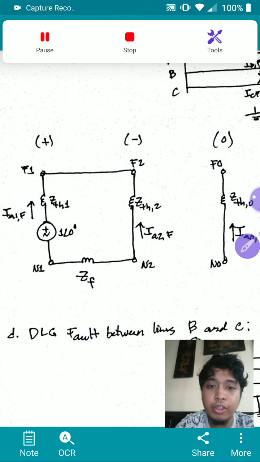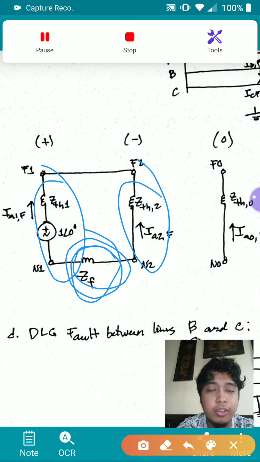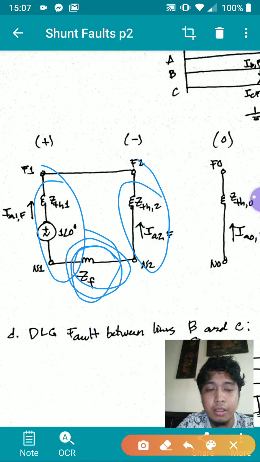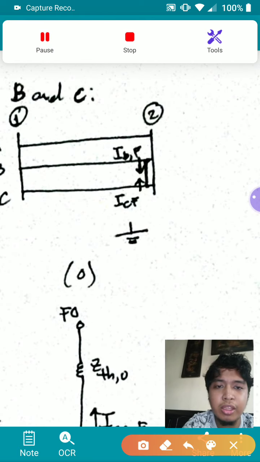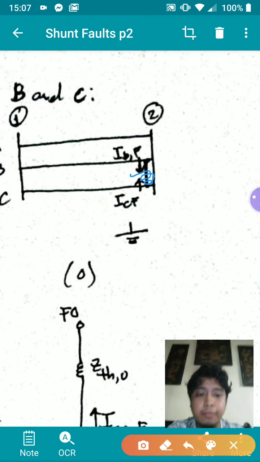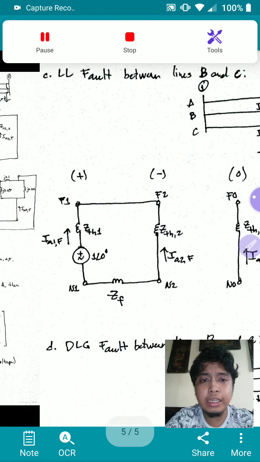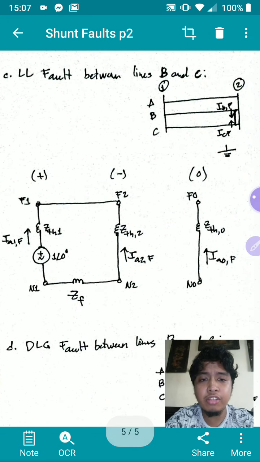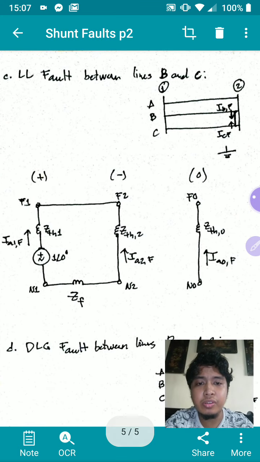Now, these two networks, the positive sequence and the negative sequence, are in series with your fault impedance, if the fault introduces fault impedance into the system. So I guess the fault impedance is when you have a shorting impedance between lines B and C. I haven't shown the expanded form here because it's just the same as this one. You just modify the connections.